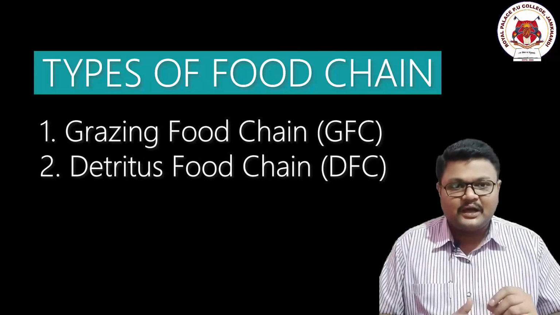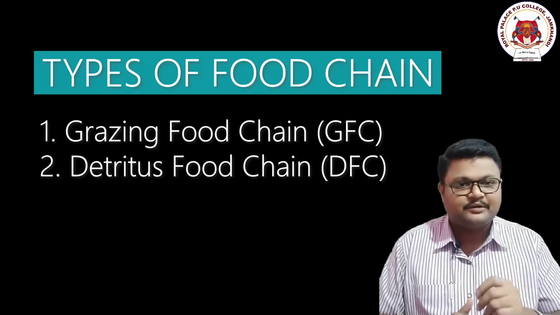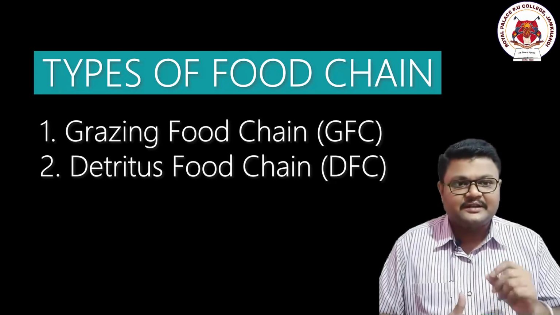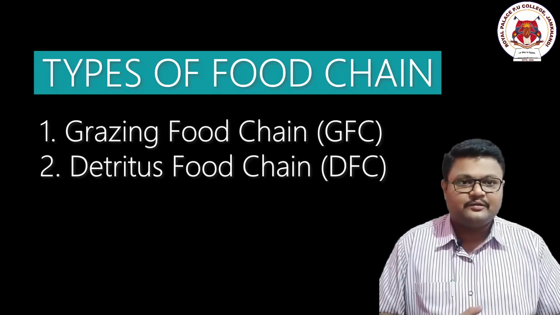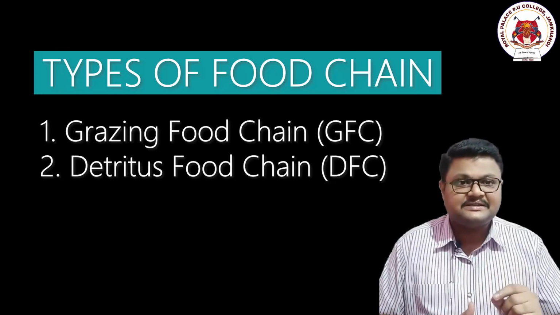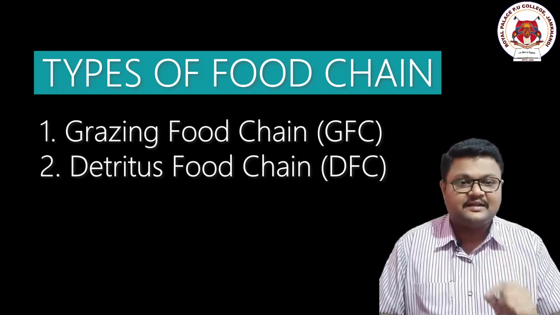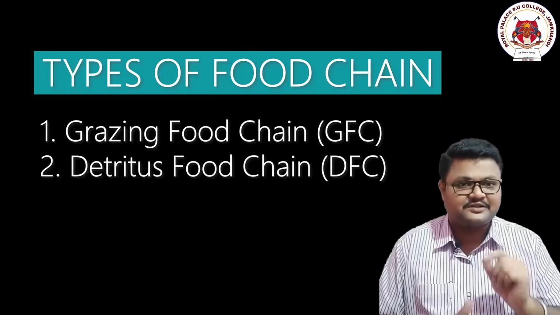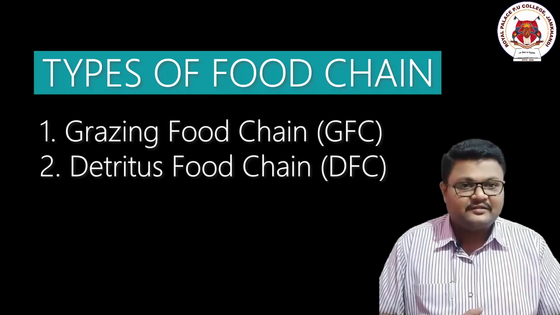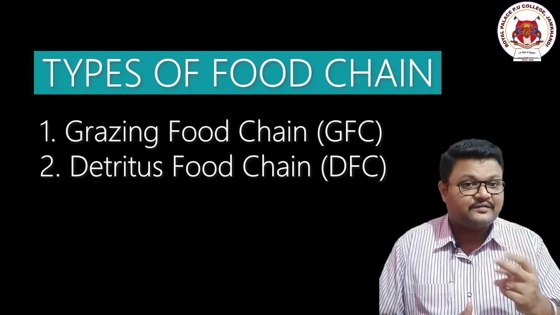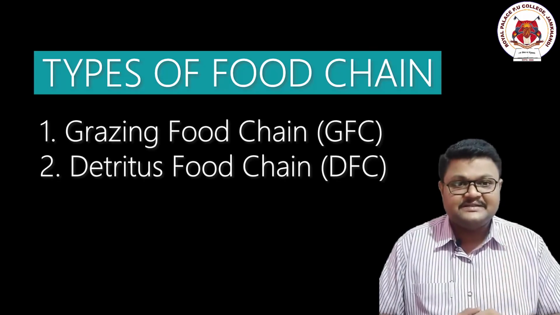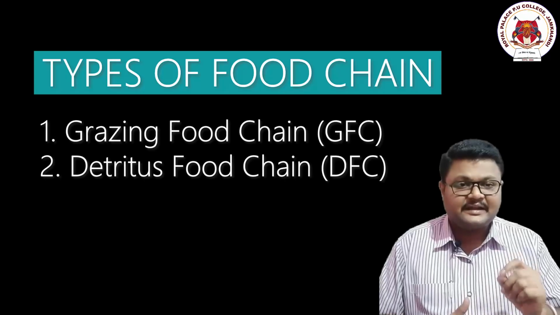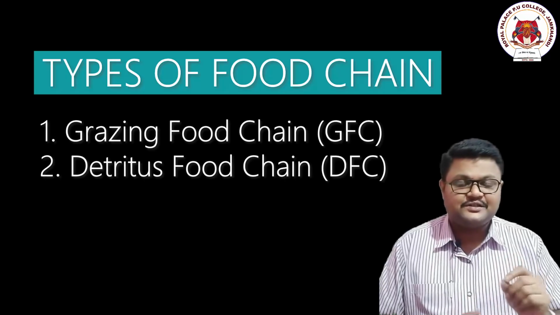Let's enter into another important thing, and that is types of food chain. Remember students, this is also one of the basics and one of the easiest and one of the important topics of this section, that is types of food chain. In case of food chain, we find two types of categories, and the first one is grazing food chain and another one is detritus food chain.